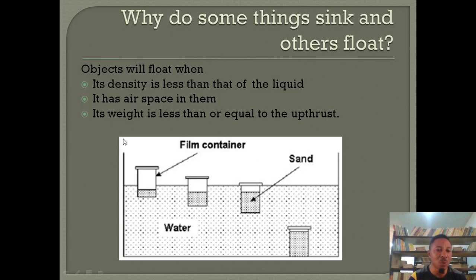Now the last one is if its weight is less than or equal to upthrust, it's going to float. So let's say the weight is not as much as the upward pull of water. It's going to float. Are we good?